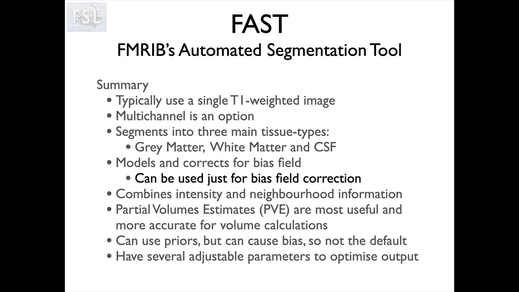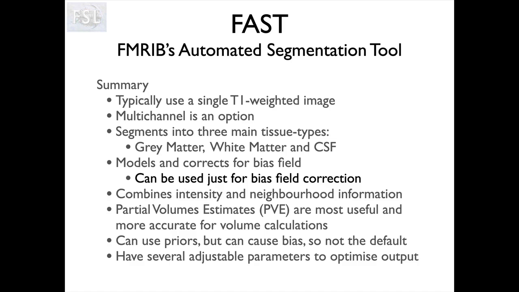And so in summary, we've looked at FAST, which is a tool for doing segmentation of different tissue types. Typically we use a single T1 weighted image, although multi-channel is an option. We're separating into major categories of gross anatomical tissue, that is grey matter, white matter, and CSF, which we're calling a tissue. And it models and corrects for bias field. In fact, FAST is the tool that we use in order to do bias field correction. So if all you want to do is bias field correction, you would still use FAST. It will, as a consequence, also do tissue type segmentation, but you don't need to use that. This is the single tool that we have, which is used for bias field correction.